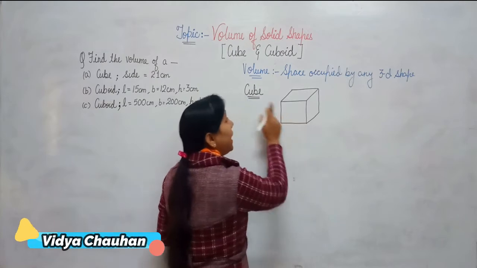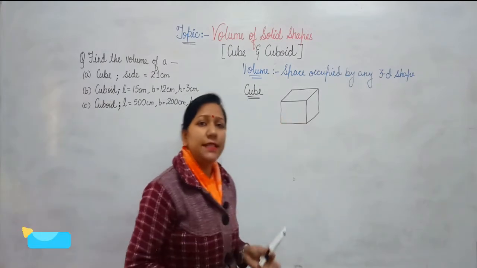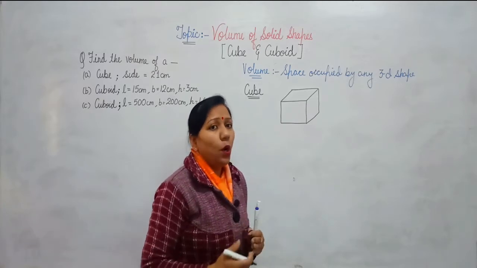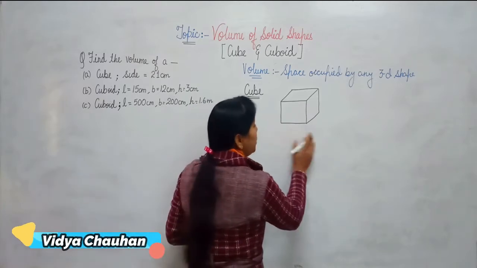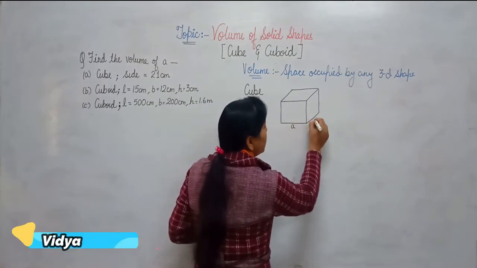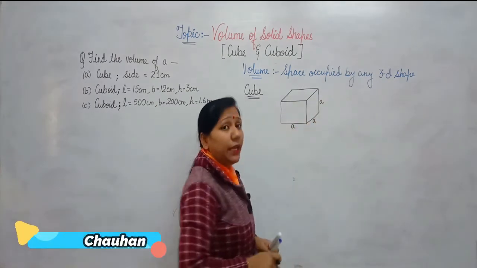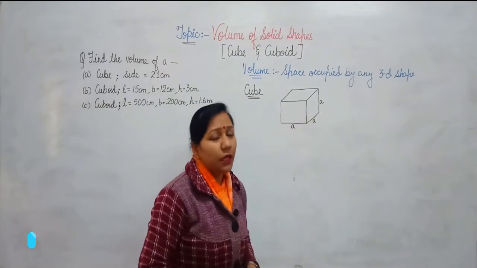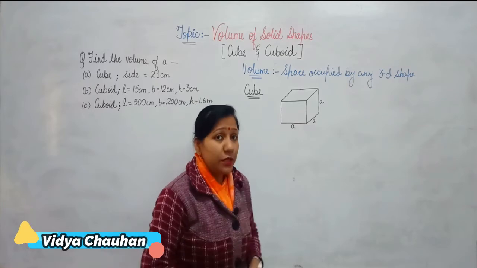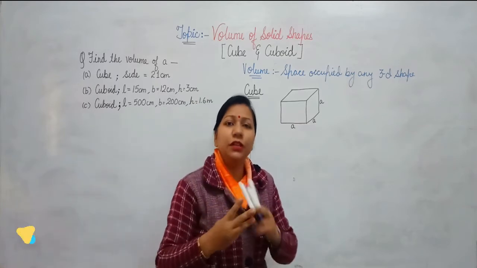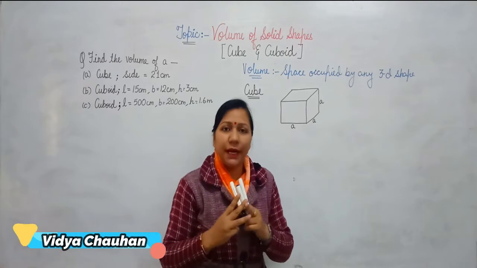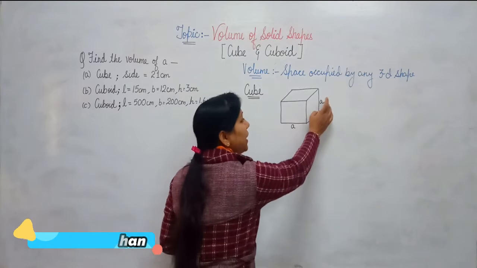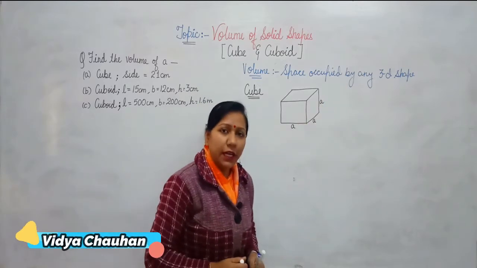In this cube, as it is made from a square, all its dimensions are equal. It means all the sides, length, breadth and height, are of A units. A units for length, A units for breadth and A units for the height of the cube. Because it is a three-dimensional shape, there are three dimensions: length, breadth and height. So in a cube all the dimensions are equal, that means all the values will be A units.